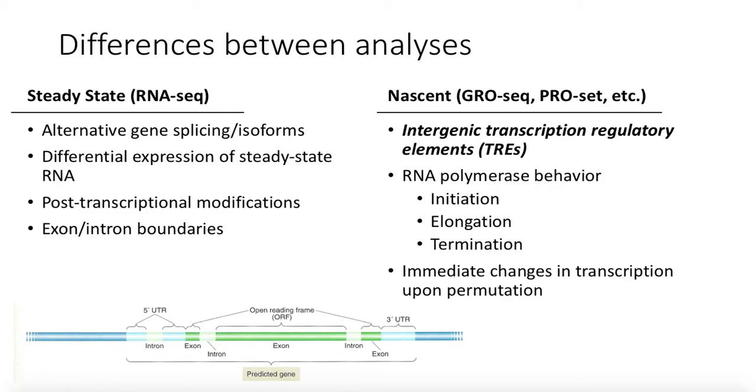You can also get RNA polymerase behavior out of nascent, right? So over an annotated gene region, we can see where RNA polymerase appears to be binding and loading. You can see the initiation peak, you can see where it goes into elongation, and where it eventually terminates. You can also get immediate changes in transcription upon perturbation.